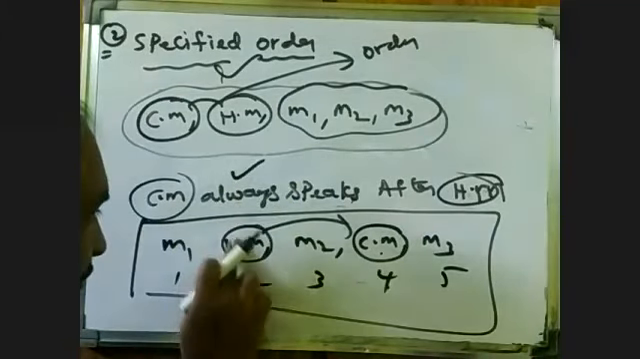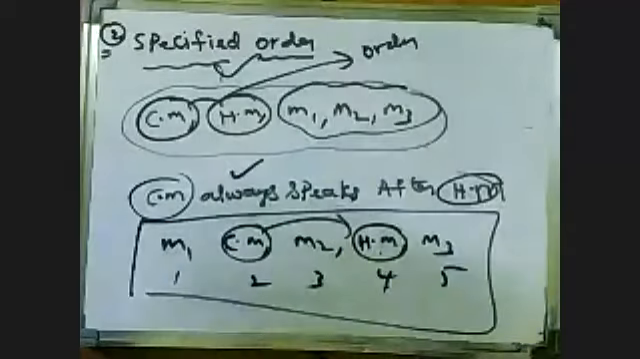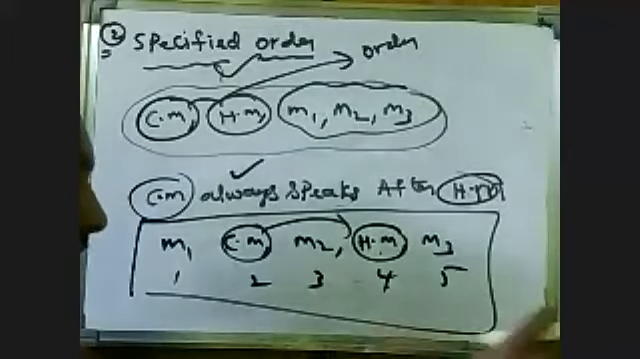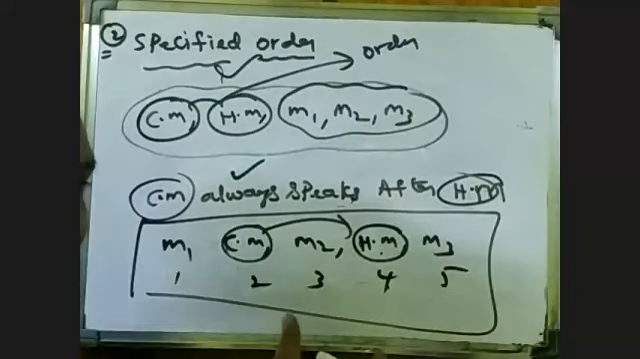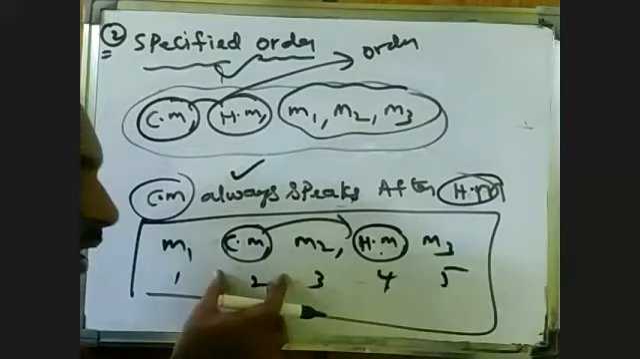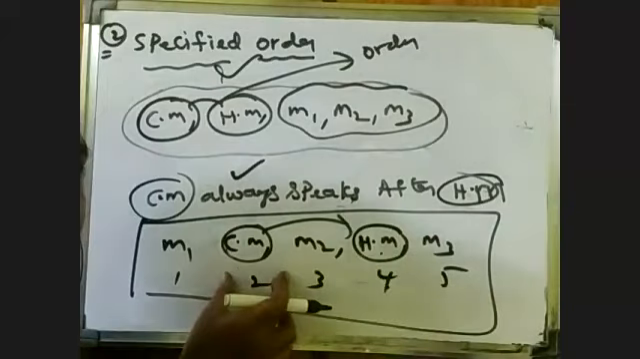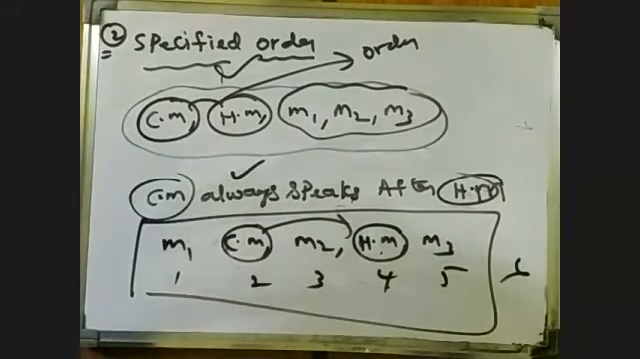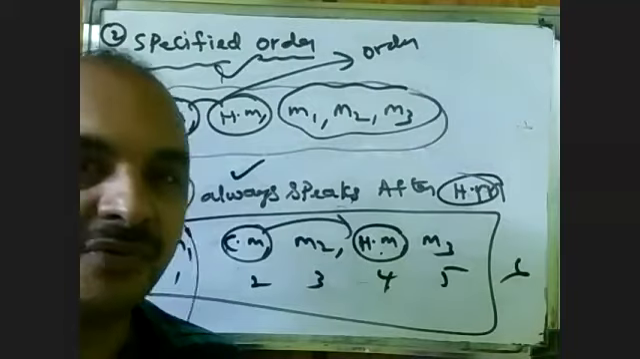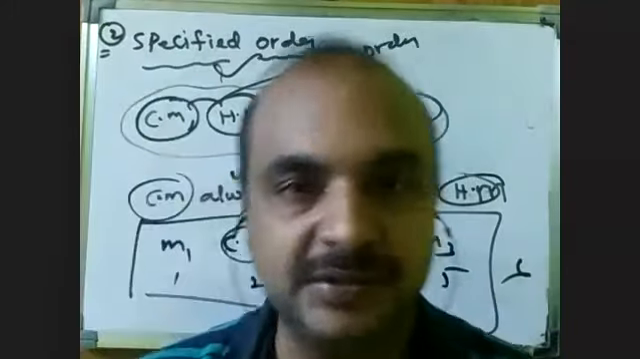Suppose you make it reverse, is it okay? No, sir, because the order gets disturbed. CM should speak after Home Minister, but here it is reversed. Home Minister got the order after CM. So this is the wrong way. This is what you have to go for. Then no doubt that CM and Home Minister are in specified order.